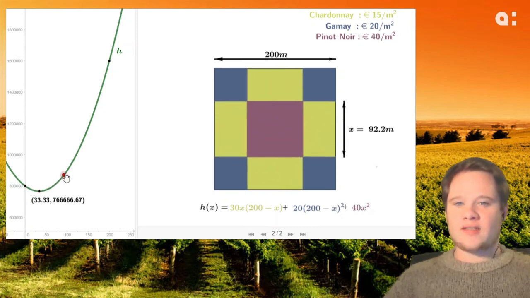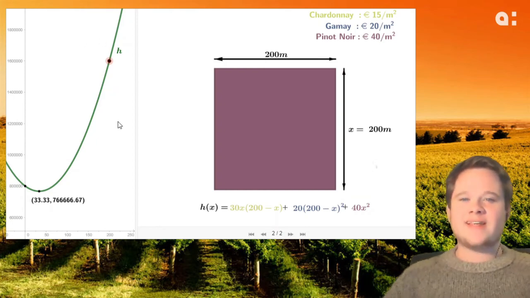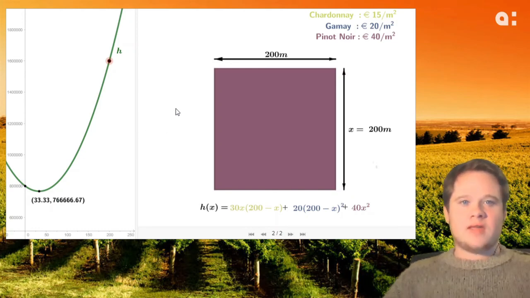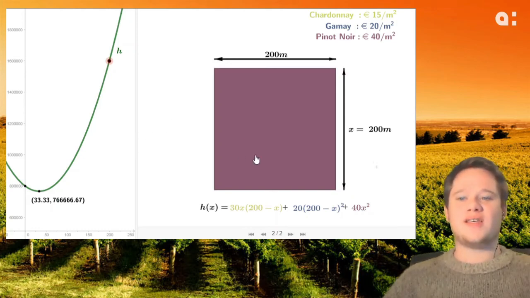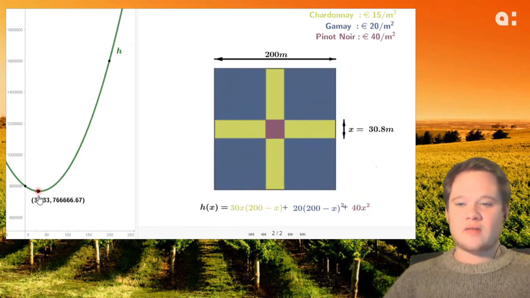If x equals 200 meters over here, the entire field is occupied by the most expensive grapes. This gives a cost of 1.6 million euros. This is double the amount of the field full of Gamay. This makes sense because the purchase price is also double. So Valère chose 33.33 meters for the x, and you have a minimal cost for your beloved wine field.